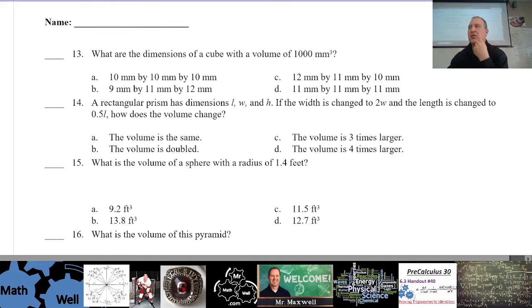So this is an understanding question. This is not a calculation. You don't just put numbers into a formula and then you're done. You have to think about this. So, what are the dimensions of a cube with a volume of 1,000 millimeters cubed?